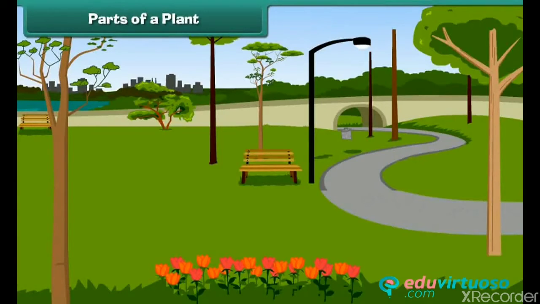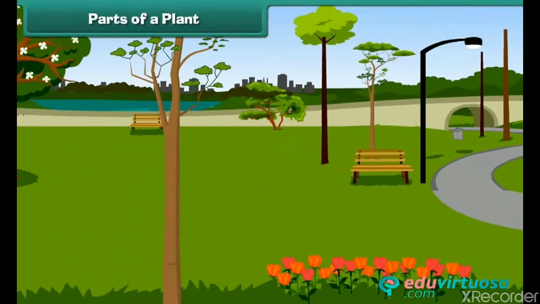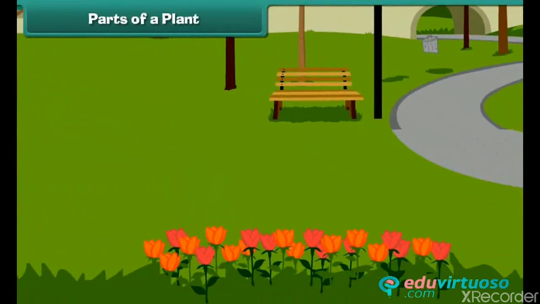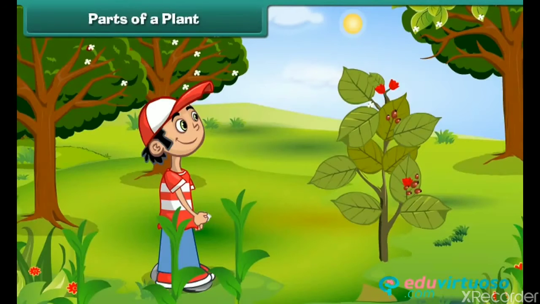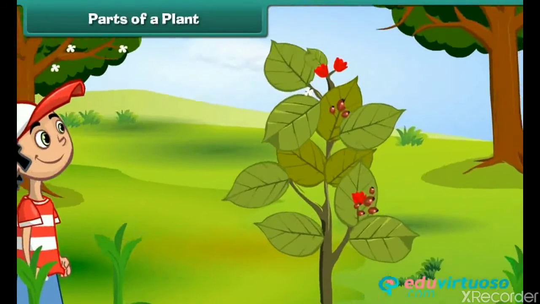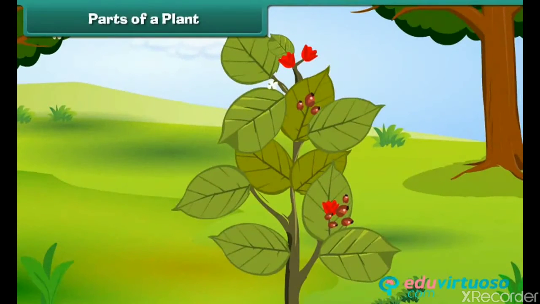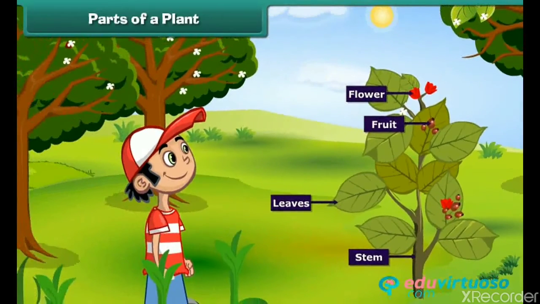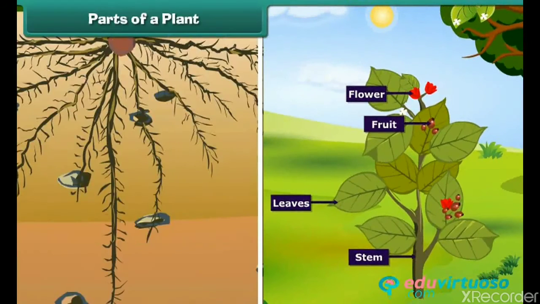Dear friends, as we can see around us, there are a lot of varieties of plants and trees. They all are green in color and provide ease to our eyes. But have you ever observed a plant closely? You can see some of its major parts, such as stem, leaves, flowers and fruits, above the ground. But do you know that some part is also hidden under the ground? This part is called root.